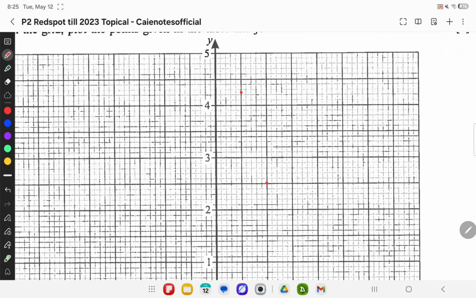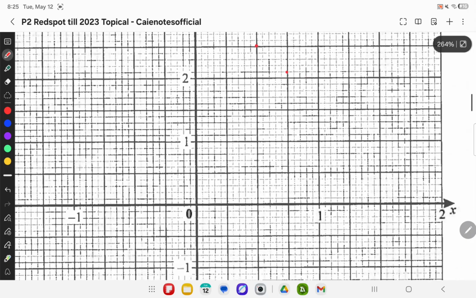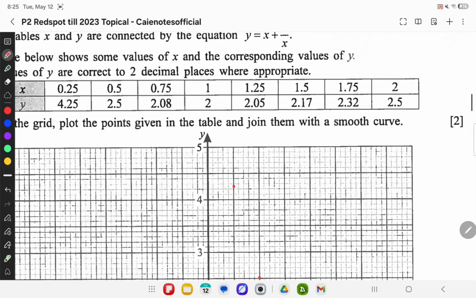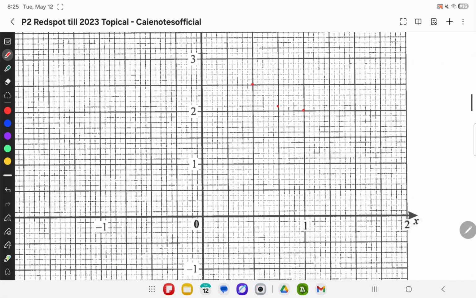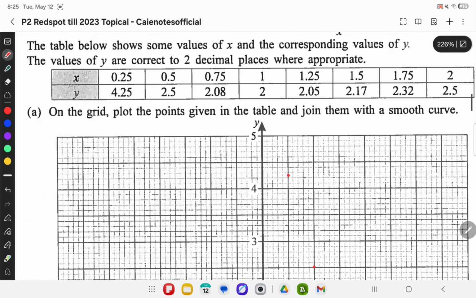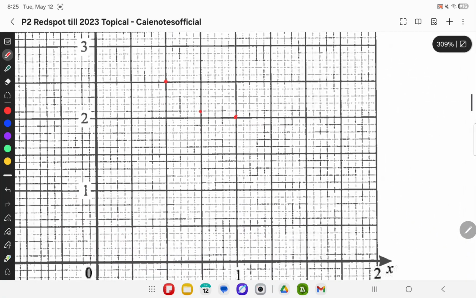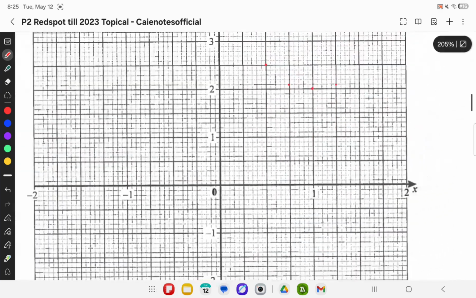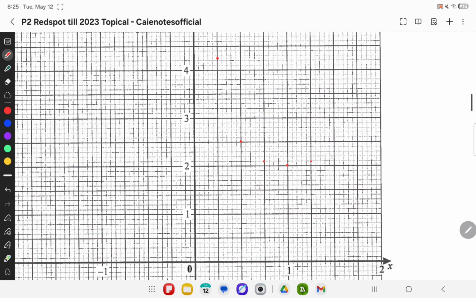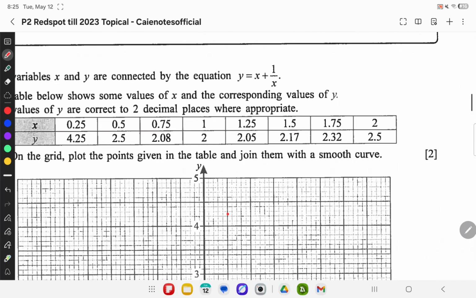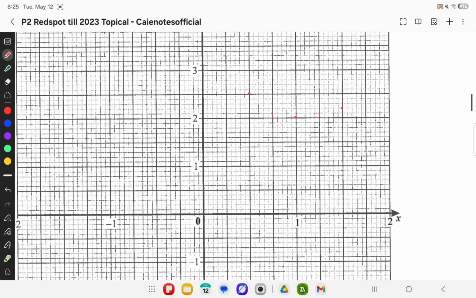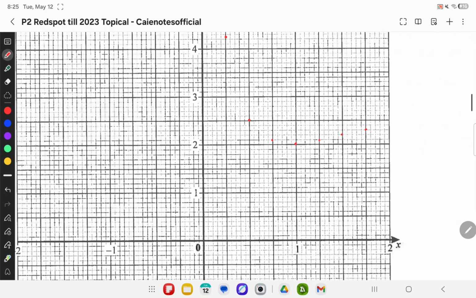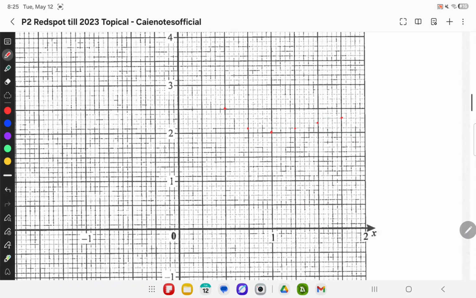Forgive me. And 1 is 2. Literally, 1 is 2. Next, 1.25 is 2.05, which is technically the same as 2.1. 1.5 is 2.17, which is 2.2 rounded. So at 1.5, it is 2.2. It's a bit slow. At 1.75, it's 2.3. And at 2, it is 2.5.